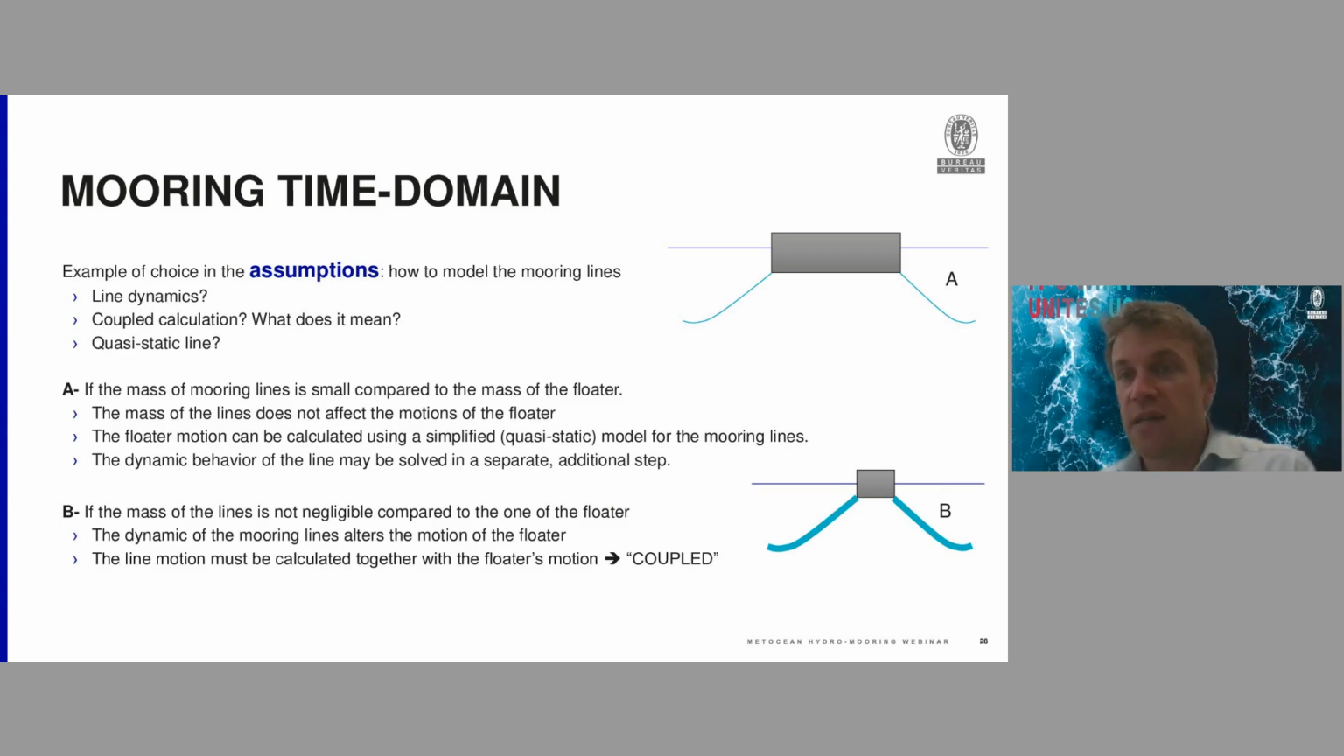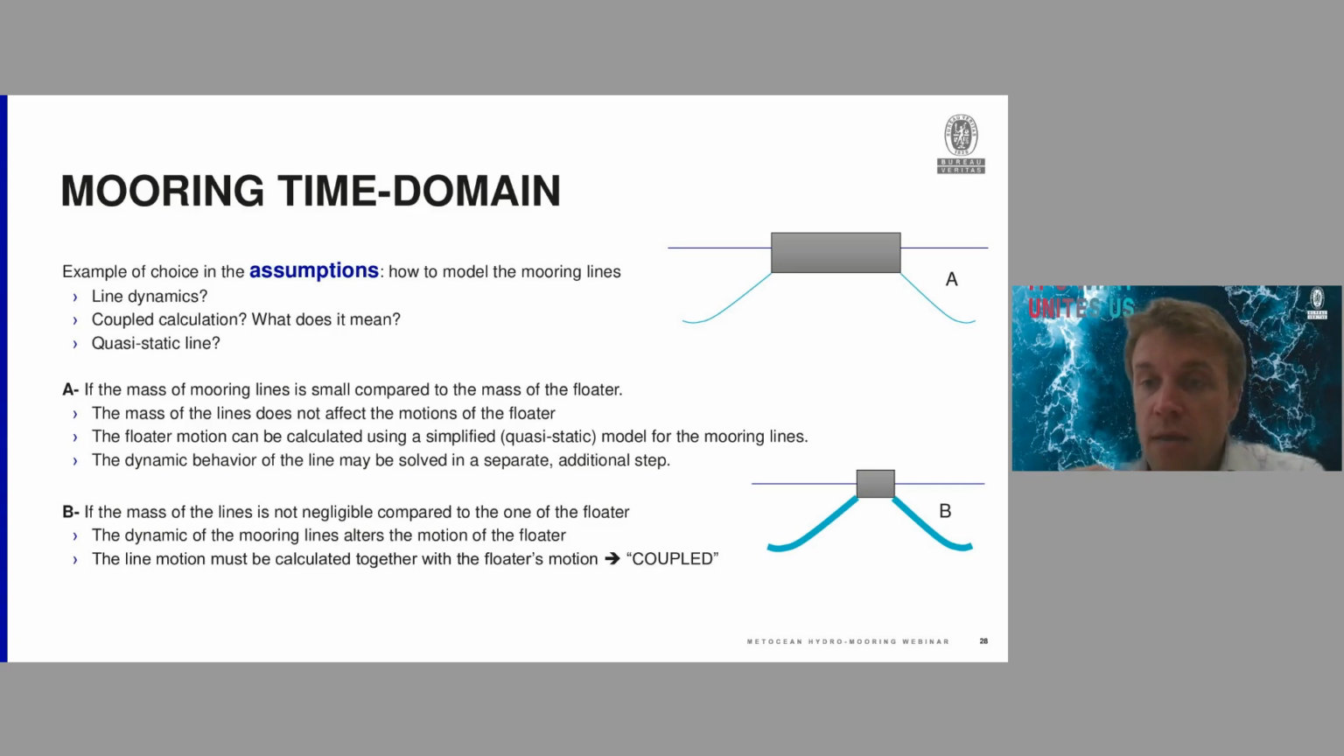And in such a case, the mass of the line will not affect the motion of the units. So you can solve the motion of the units without accounting for the mass of the line, which allows you to model the line with a simplified model, a quasi-static model, and it allows for much faster simulation.